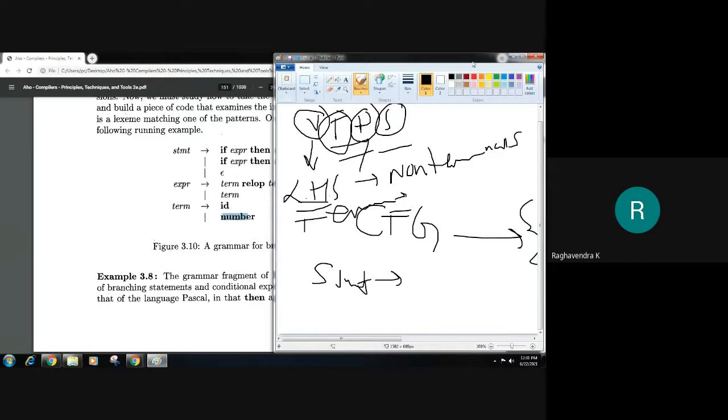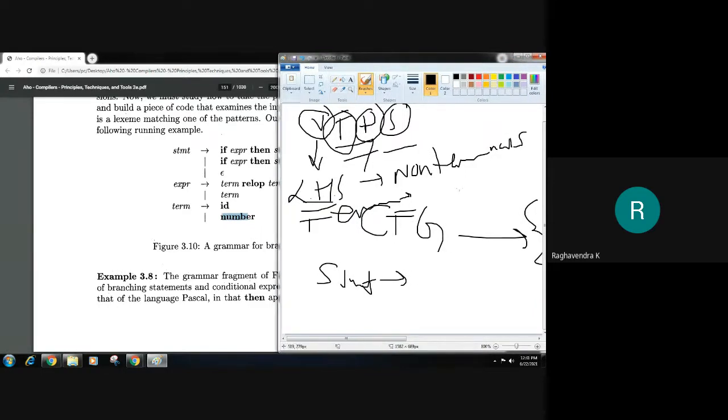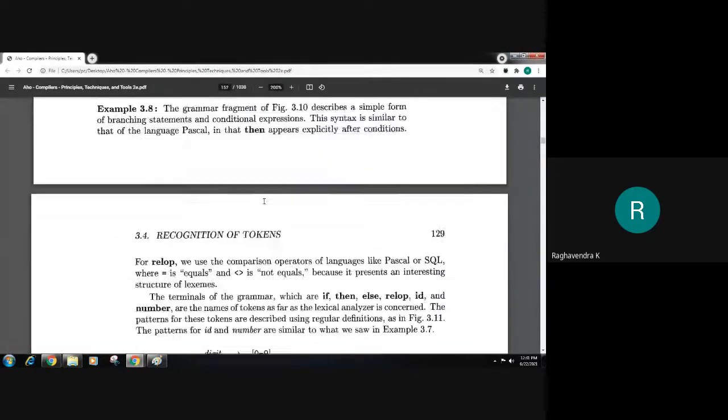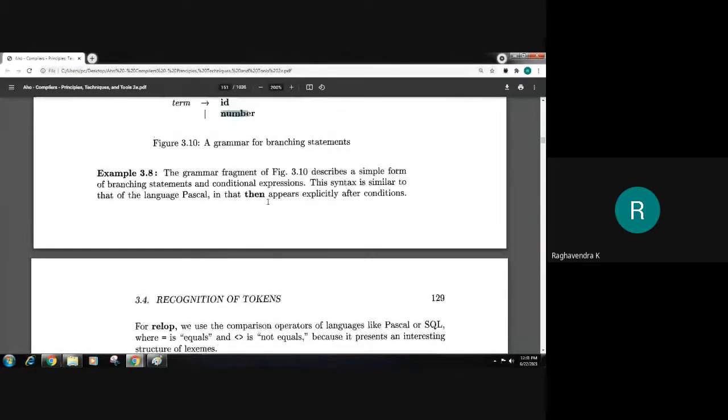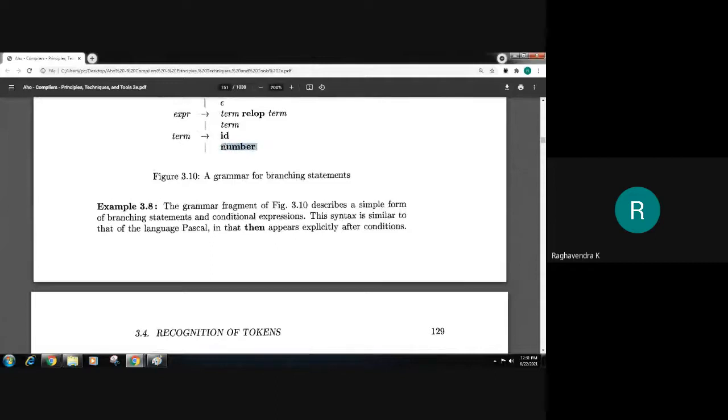So in the given grammar, which are the terminal symbols? ID is a terminal symbol, number is a terminal symbol. Apart from statement, expression, and term, whatever has been written, all of those are terminal symbols. For those terminal symbols, what are the patterns? First of all, we are expecting a number, so what is the regular expression for number?